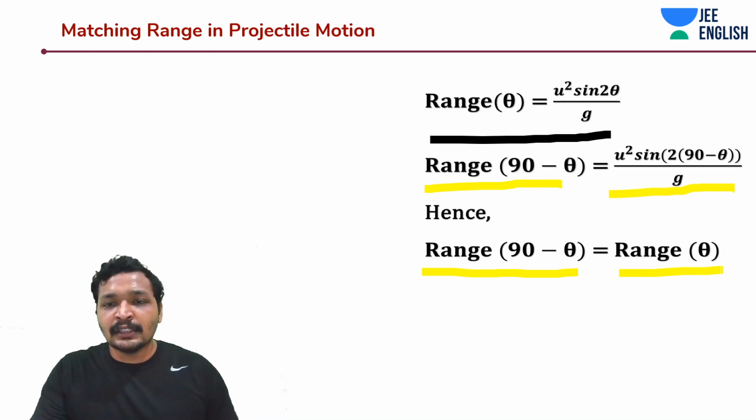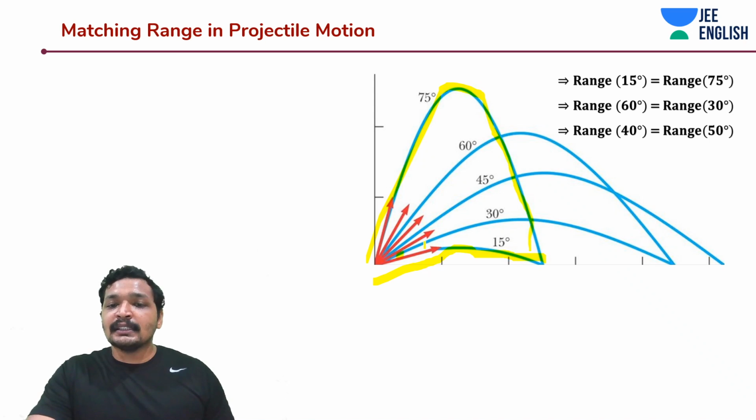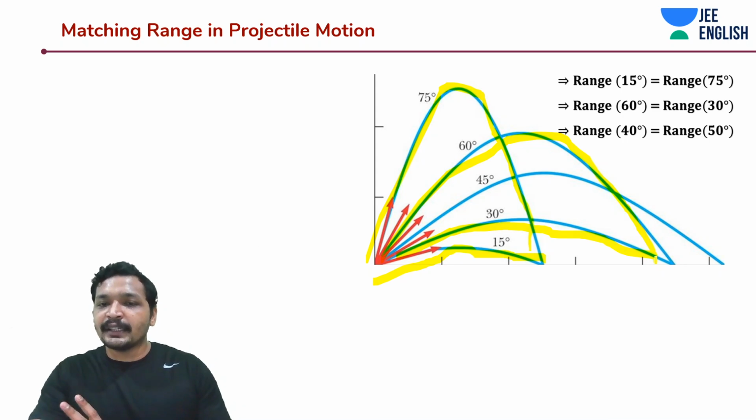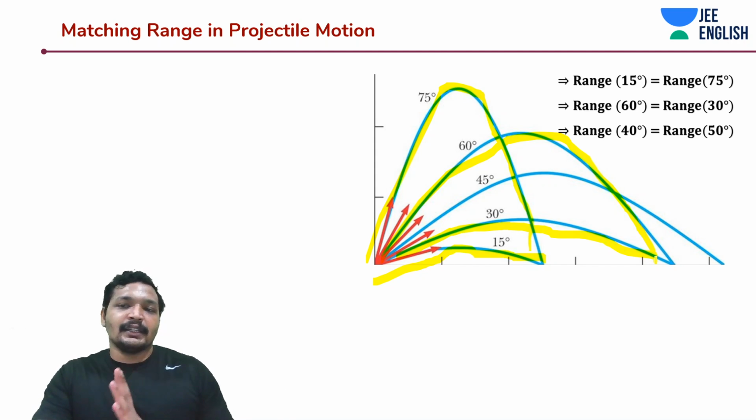But guys, this also tells you something. As and when this object is in projectile motion, you see that at 15 degrees and at 75 degrees, the range is the same. And at 30 degrees and at 60 degrees, the range is the same. Doesn't it tell you something? At some point, it has already reached that maximum range for that same velocity. And what is that value?